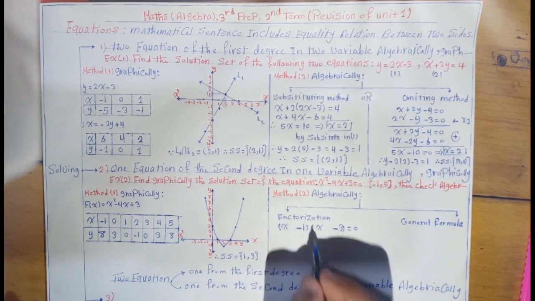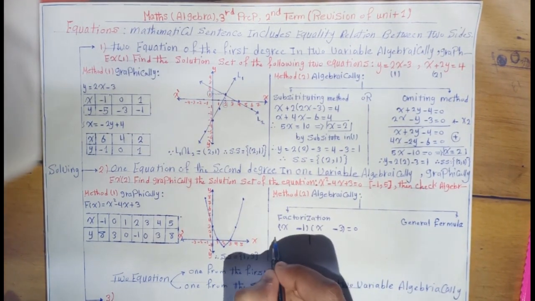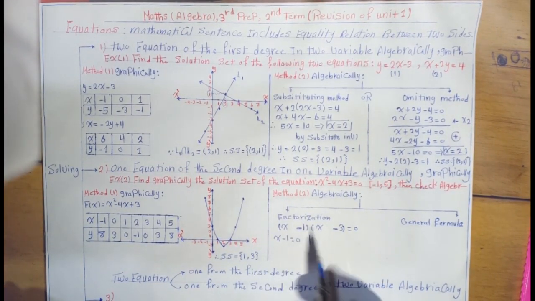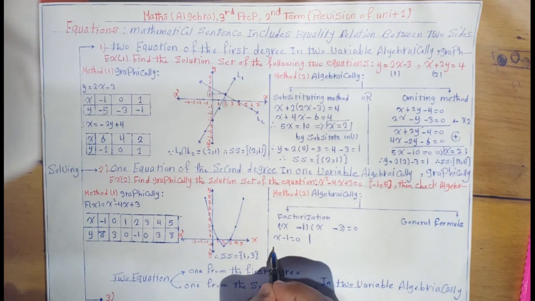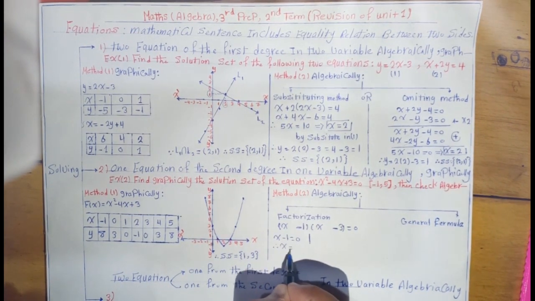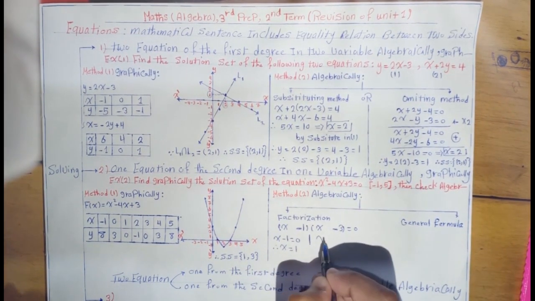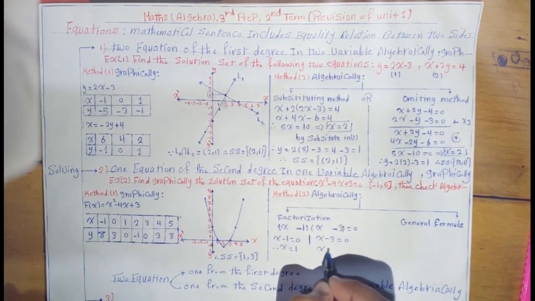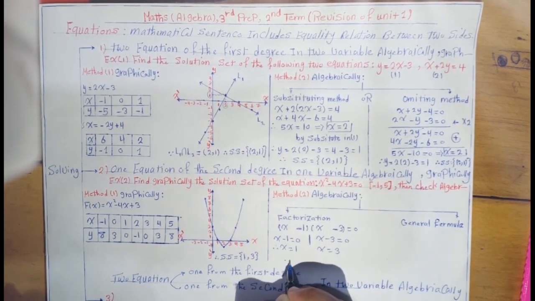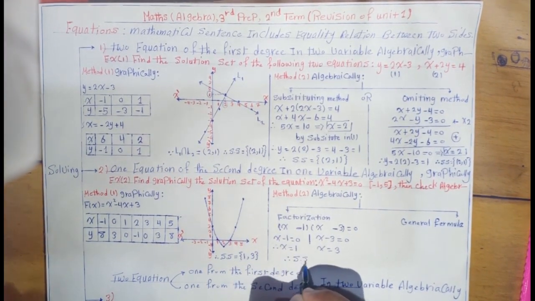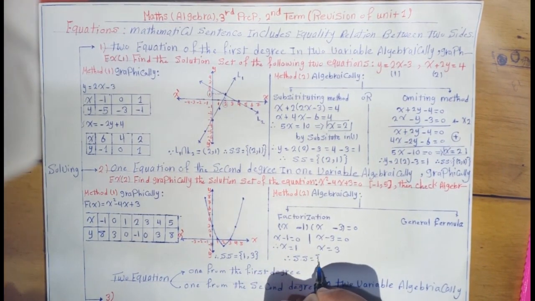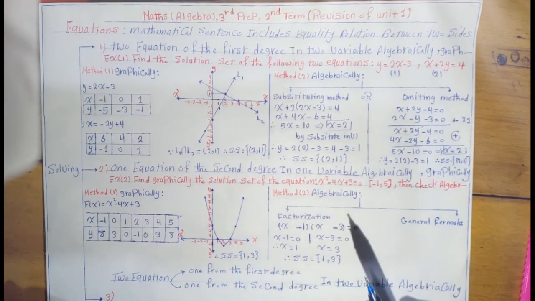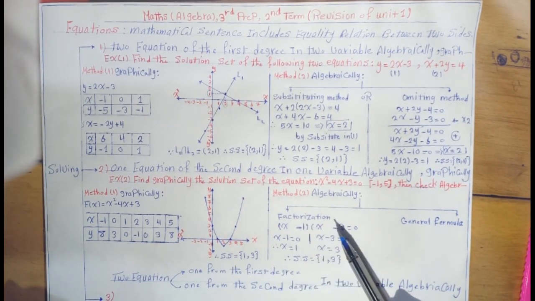Now, if x negative 1 equals 0, then x equals 1. And if x negative 3 equals 0, then x equals 3. Then the solution set equals the set {1, 3}. This is the first way, factorization.